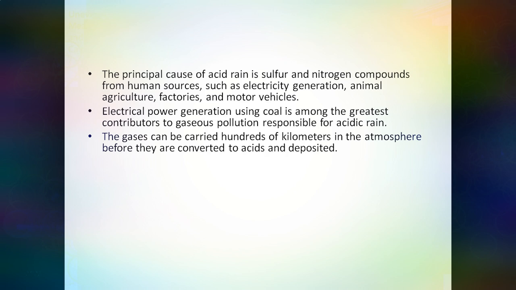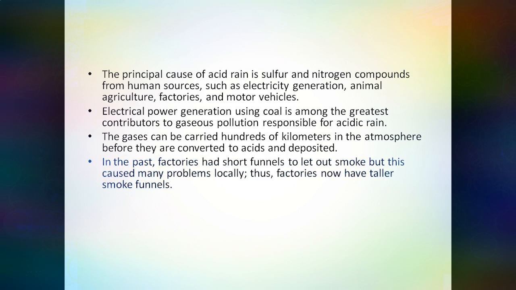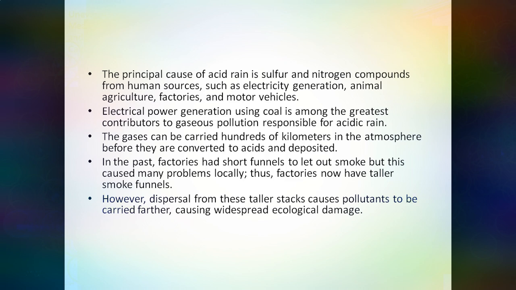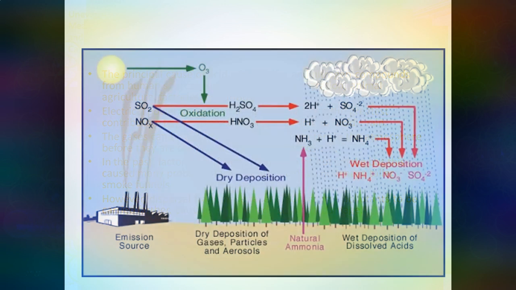The gases can be carried hundreds of kilometers in the atmosphere before they are converted to acids and deposited. In the past, factories had short funnels to let out smoke, but this caused many problems locally. Thus, factories now have taller smoke funnels. However, dispersal from these taller stacks causes pollutants to be carried farther, causing widespread ecological damage.